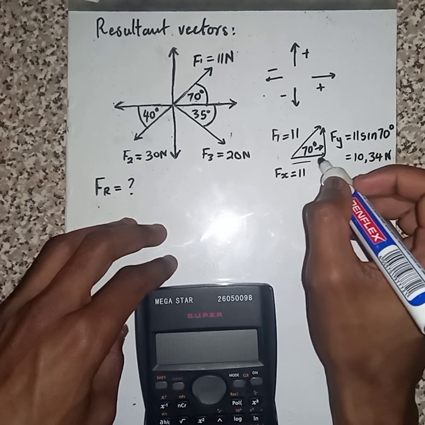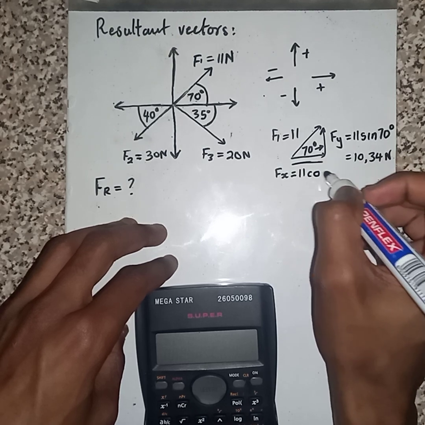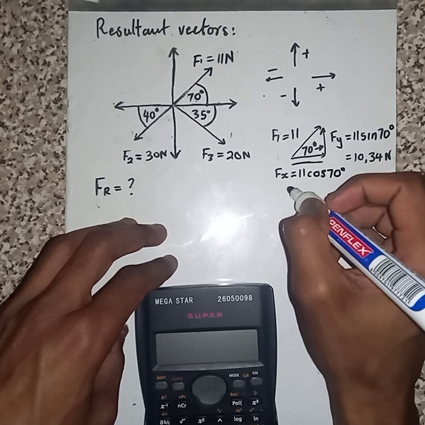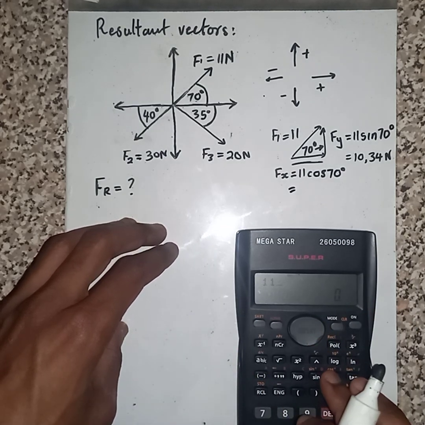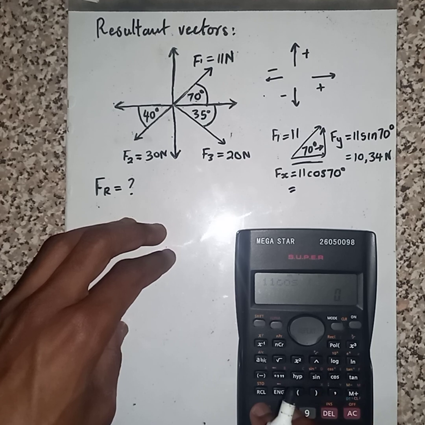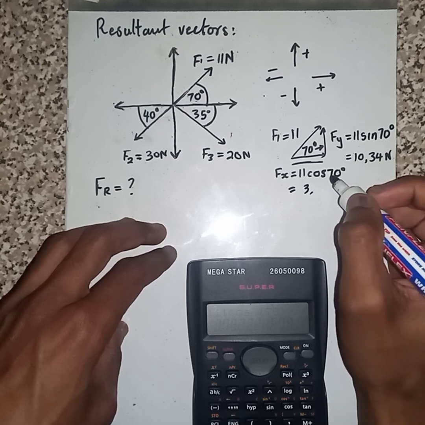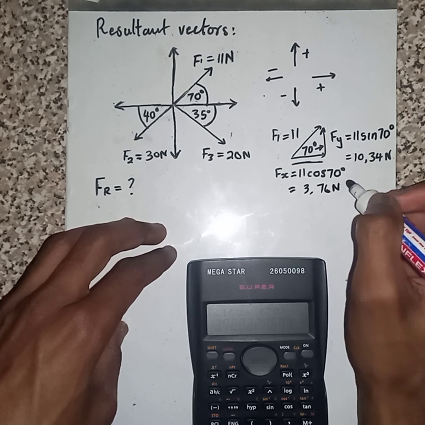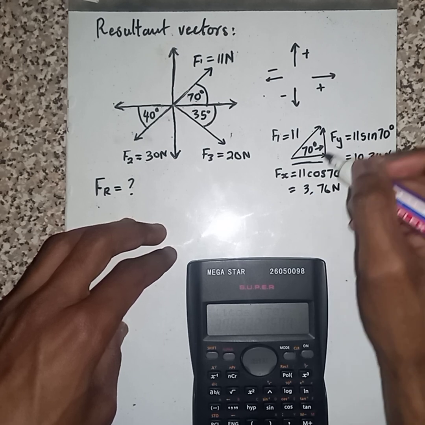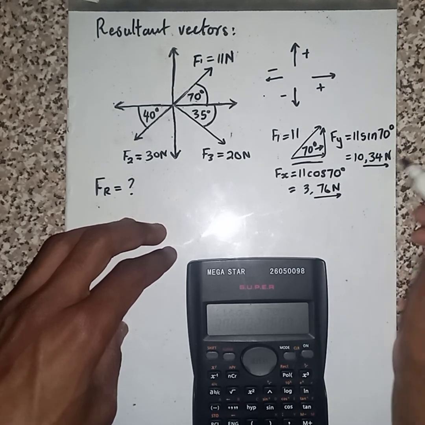Then for us to find the horizontal component, we are going to use cos, because 11 is the hypotenuse and this side is adjacent to this angle. 11 cos of 70 degrees. Let's see what we get. We get 3.76 newtons. In which direction? To the right, so it's going to be positive.